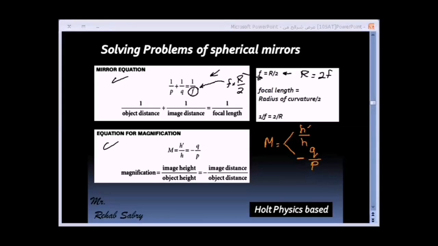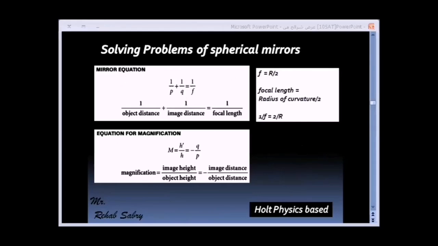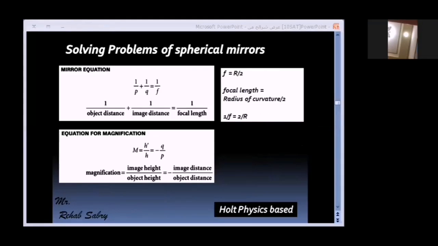Sorry, give me a moment, please. Okay, Muhammad Khalid. So these are the formulae that we will use in solving our problems. Let's go.